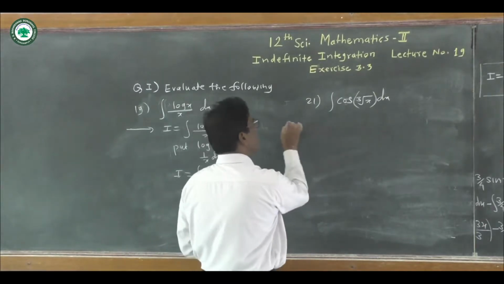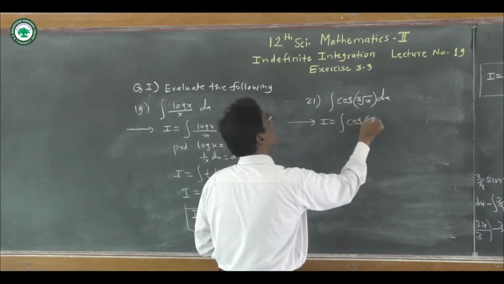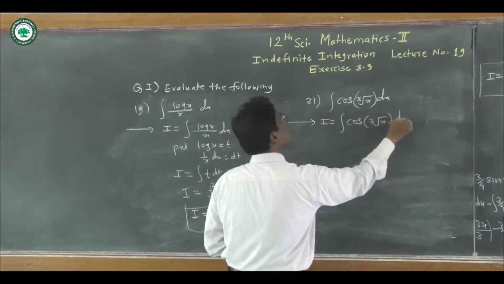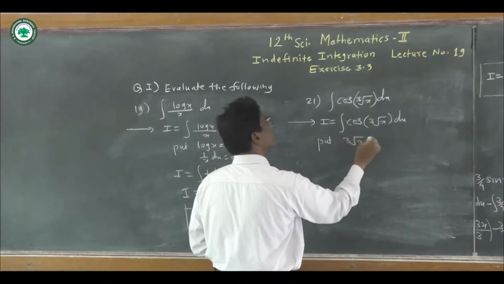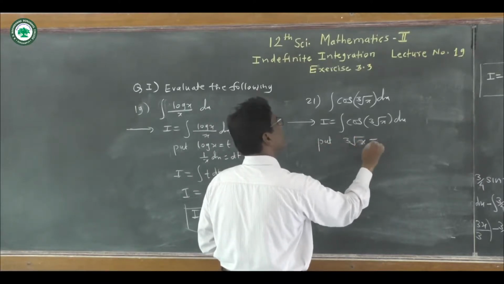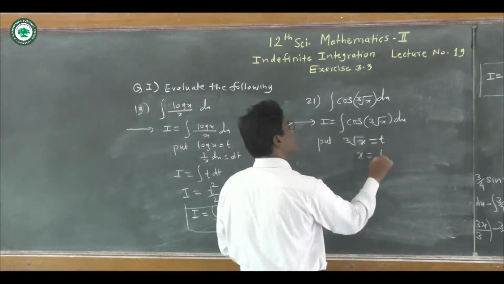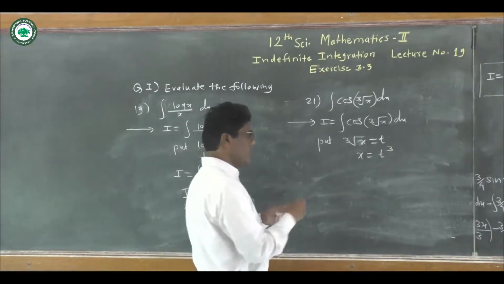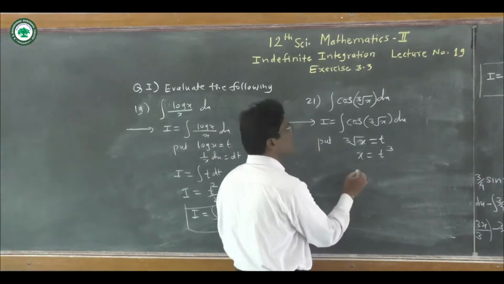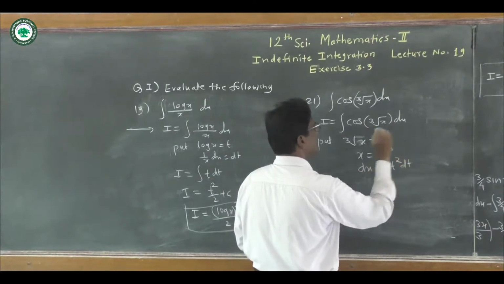So here also we use substitution method. So I is equal to integration of cos of cubic root of x dx. So put here cubic root of x is equal to t. Cubing on both sides, we get here x is equal to t cube. Now differentiate with respect to x. So we get dx is equal to 3t square dt.